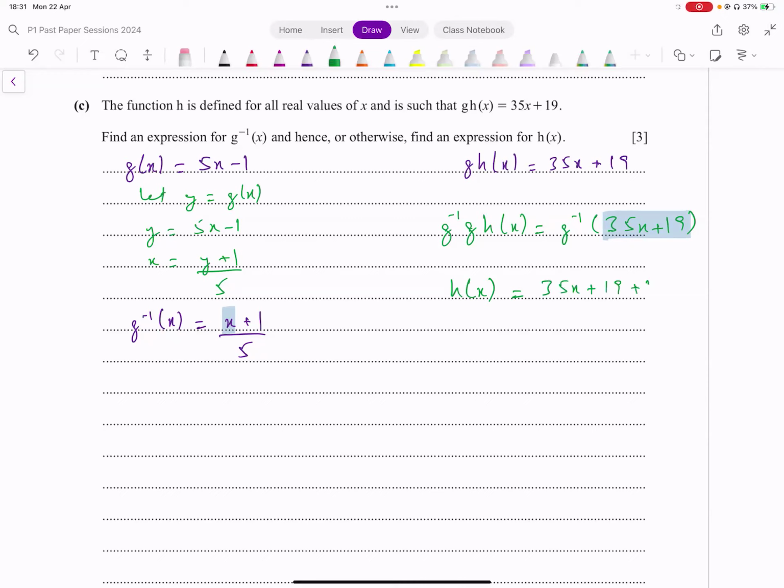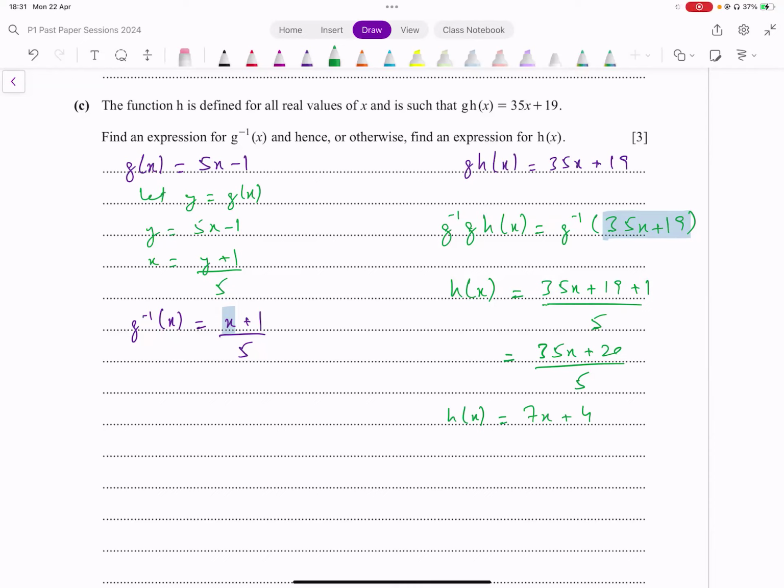So in place of x, you put this thing. Inside the g inverse function, you've got to input 35x plus 19. And now you simplify this, and that gives you (35x plus 20) over 5. And then h of x would turn out to be 35 over 5, that's 7x plus 4. That is h of x. That's what we were looking for here. That's question number 9. Is that okay? That's question number 9. Let's move on to the next one.